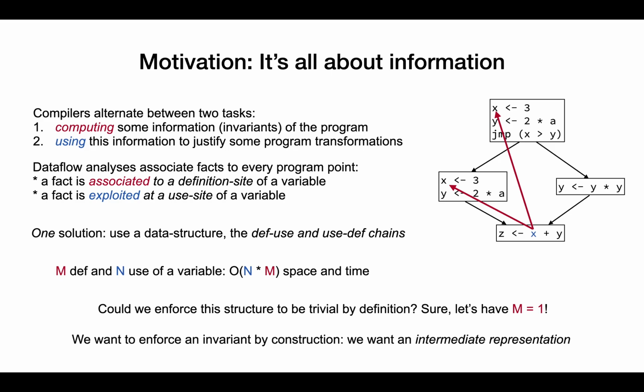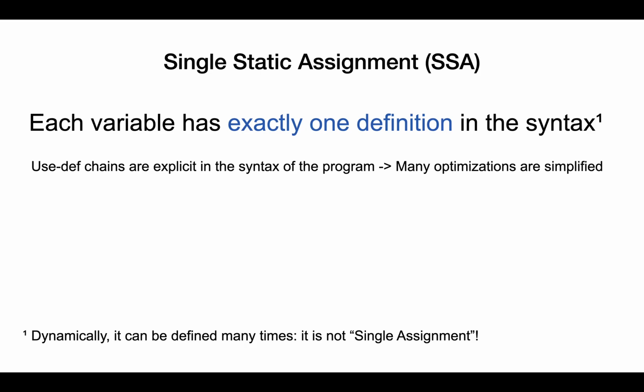Well, since we want to enforce an invariant by construction on all programs, what we want is an intermediate representation. This intermediate representation is static single assignment. Once again, very simple idea. Each variable must have exactly one definition in the syntax. This means that use-def chains will be completely explicit, and we will see that as a consequence, many optimizations are simplified.